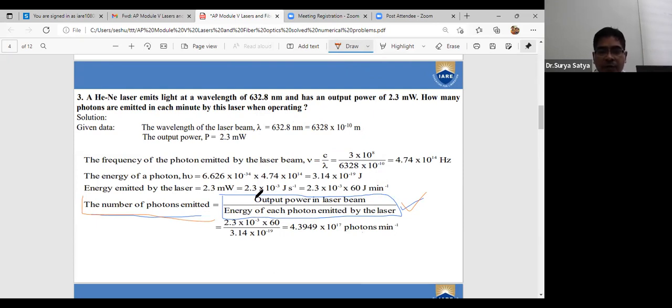That is 2.3 into 10 power minus 3 into 60, divided by 3.14 into 10 power minus 19, which is equal to 4.3949 into 10 power 17 photons per minute. So this is what the required expression is.